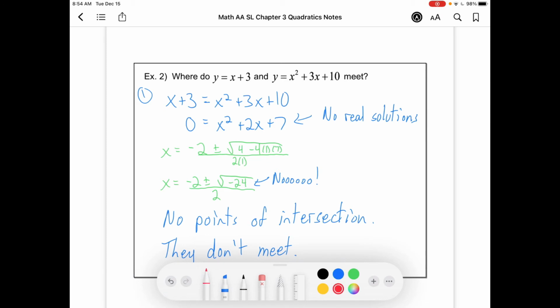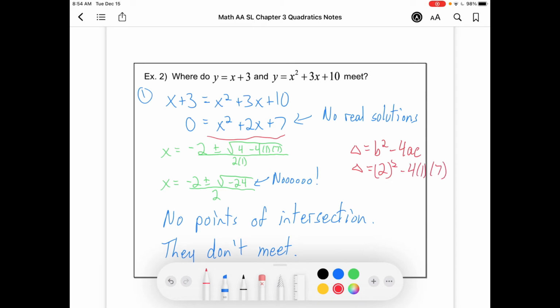Another way that you could have checked this, though, is right at this stage, you could have used the discriminant and maybe saved yourself a little bit of trouble by saying, let's find out if this has solutions, and then if it does, well, then I'll go ahead and solve it. Otherwise, I'll just tap out.